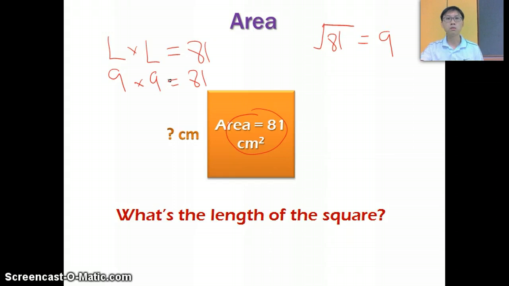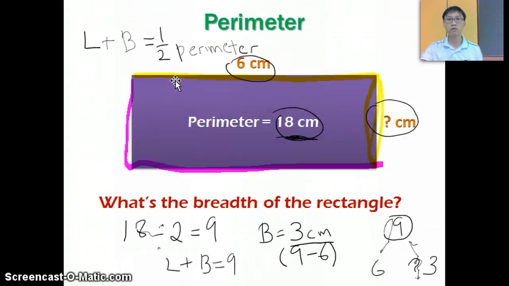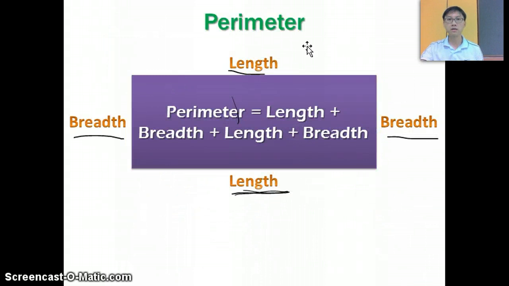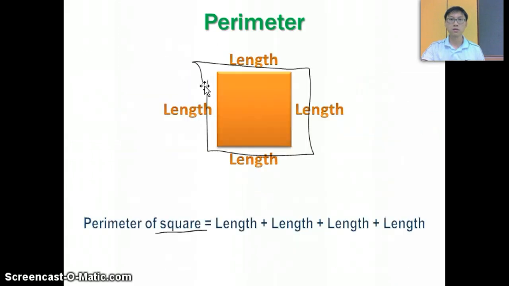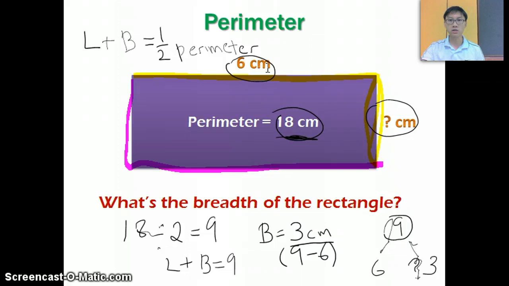So that's it. Let's very quickly recap what we've learned. For perimeter, it's length plus breadth plus length plus breadth. Basically, perimeter is the outline of the figure. Same with the square. Given the perimeter and just one side, I can find the other side, because length plus breadth is actually half the perimeter.